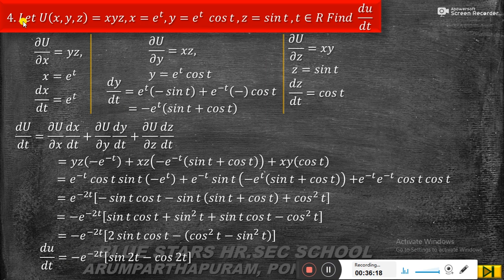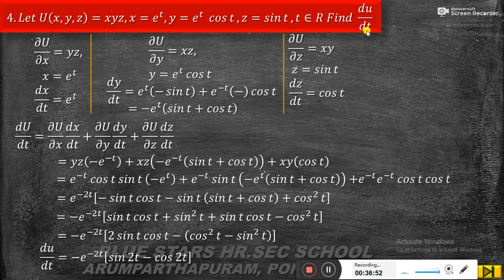Now we discuss the fourth problem. Let u(x, y, z) equal xyz, where x equals e^(−t), y equals e^(−t) cos t, z equals sin t, t belongs to R. Find du/dt. So you see u(x, y, z) equals xyz, and x equals e^(−t), y equals e^(−t) cos t, and z equals sin t, where t belongs to R.